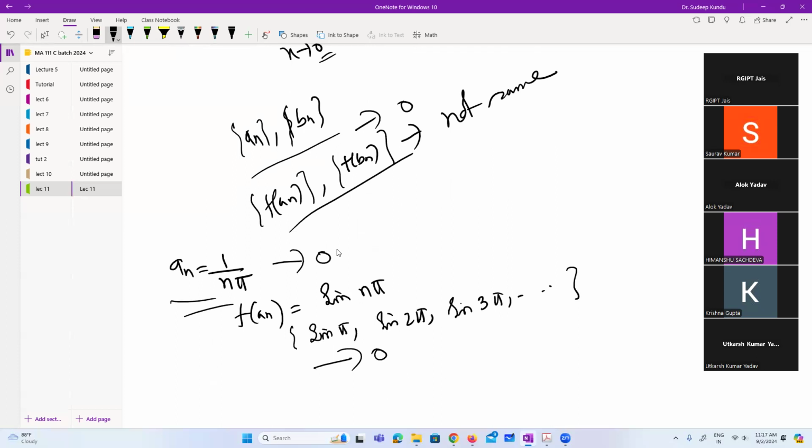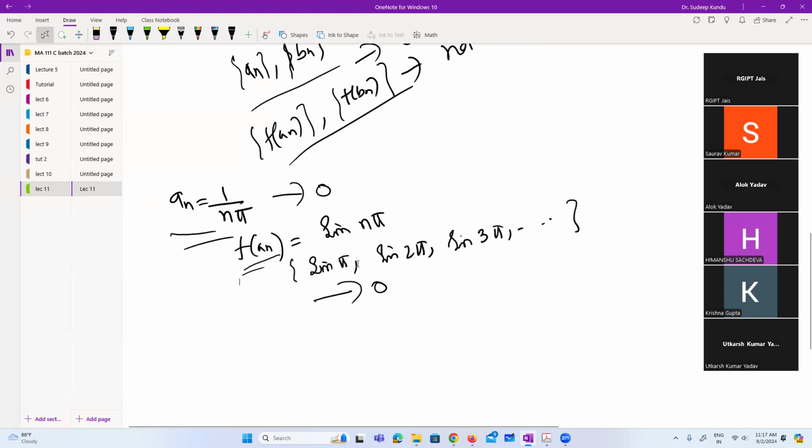Now you have to choose another sequence which also converges to 0, but its image sequence should not converge to 0. It should converge to some other value. That means the limit does not exist. So can you give another example of a sequence bn? What do you have to choose? Sir, 1 upon n pi by 2. So how will it converge?